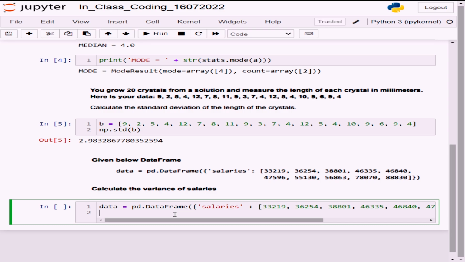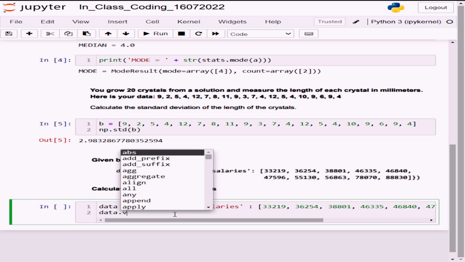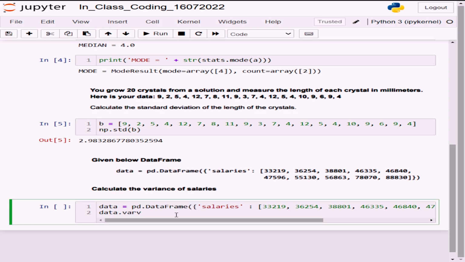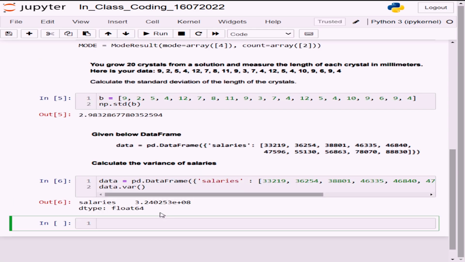We have two techniques. The first one I'll show you, data dot. When you press a tab, it should show you whether there is a function called variance. Yes, you have a function called variance, and you can do this to get the answer. So the variance is this 3.24 E plus 0.8, which is 10 to the power 8.